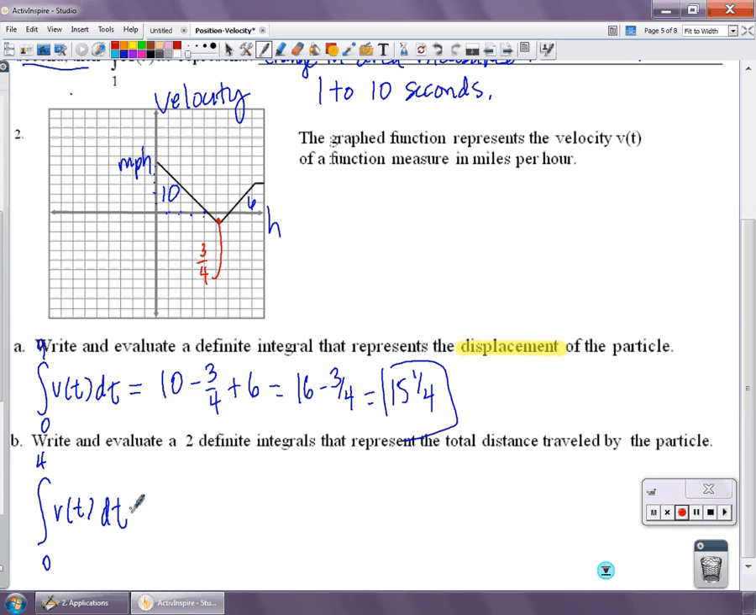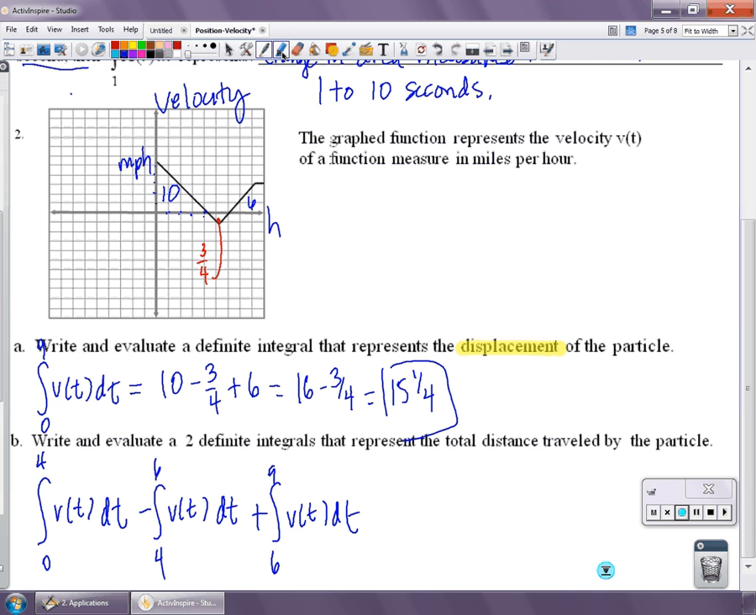Actually, I need more than 2 integrals. We're going to need 3 integrals. Minus the integral from 4 to 6 of v of t, because I have to force that negative area to be positive, and then add the integral from 6 to 9 of v of t dt, because we want the total distance. Again, keywords, always important.